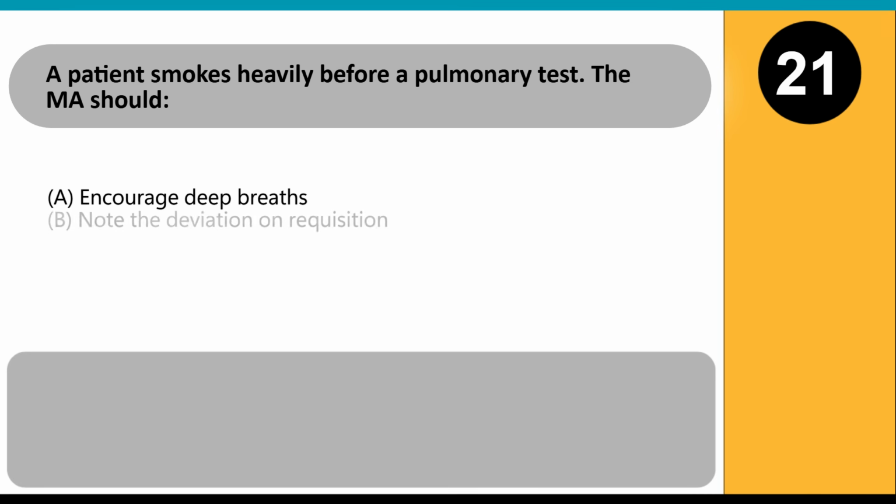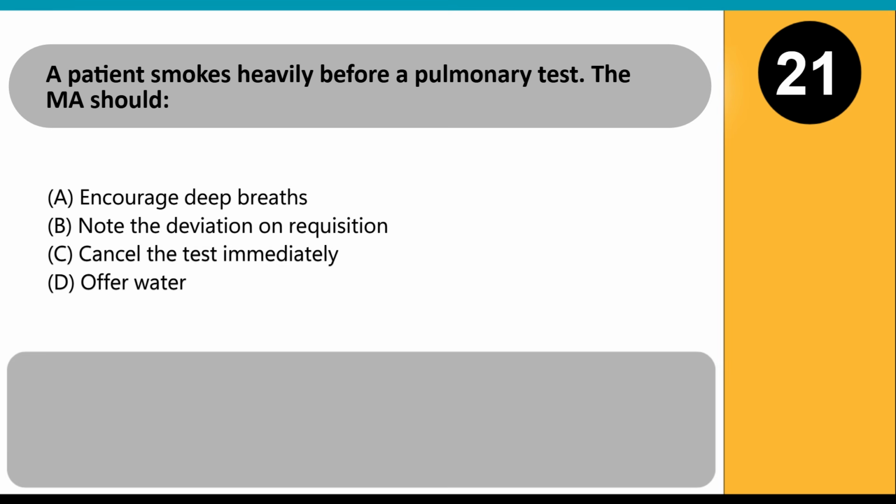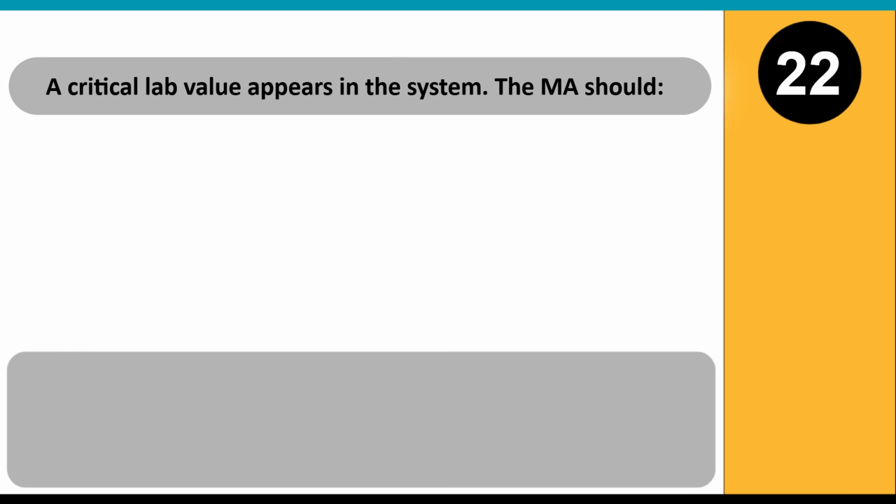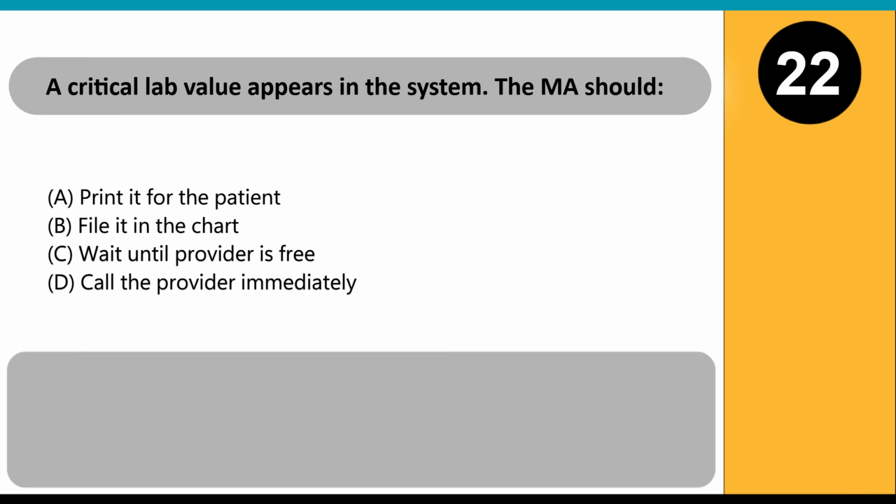A patient smokes heavily before a pulmonary test. The MA should A. Encourage deep breaths. B. Note the deviation on requisition. C. Cancel the test immediately. D. Offer water. Answer: B. Smoking affects lung capacity. Documentation ensures accurate interpretation.